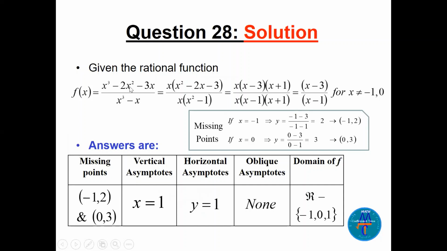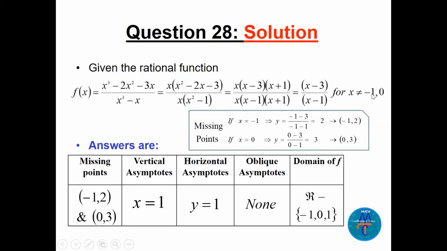If you factor this one, you get x common factor. So there's x squared minus 2x minus 3. And this, take a common factor, x squared minus 1. Factor again, this one, x minus 3, x plus 1, x minus 1, x plus 1. So we can cancel the x, but you have to put the condition, x cannot be 0. Cancel x plus 1, put the condition, x cannot be minus 1. So this is what's left over.